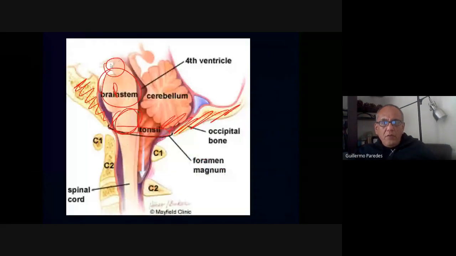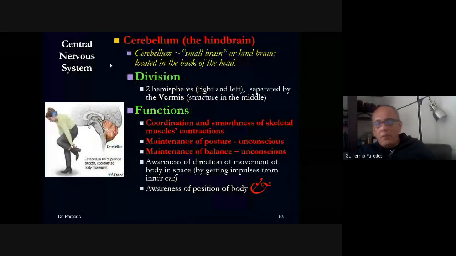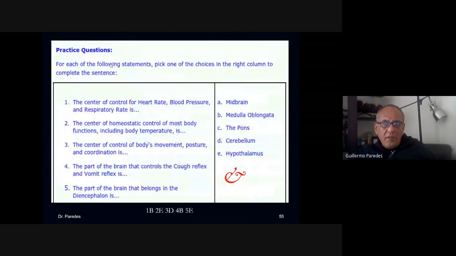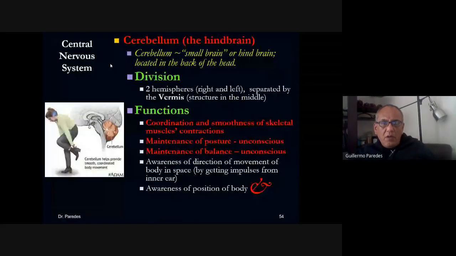All right, so let's continue with the cerebellum. Cerebellum means small brain in Latin, and it contains two hemispheres as well, the right and left. And they are connected by, let me see, we have a picture here. Is that connected by a vermis? What is the vermis? We have one cerebellum here and another cerebellum here, the right and left cerebellum.